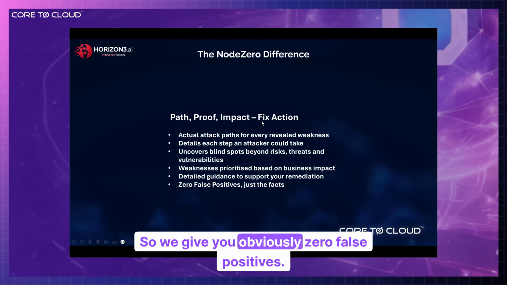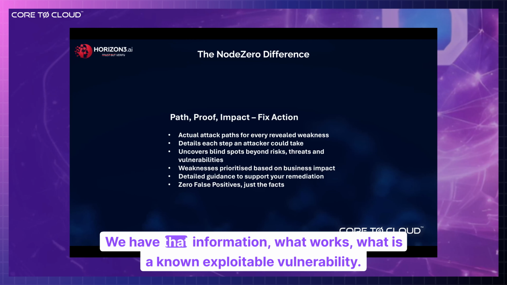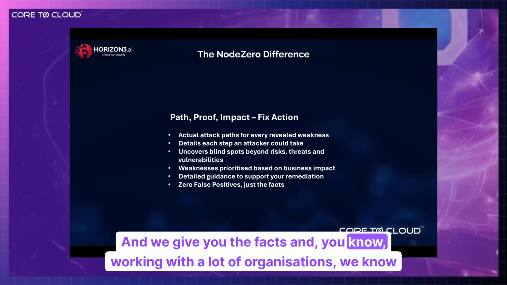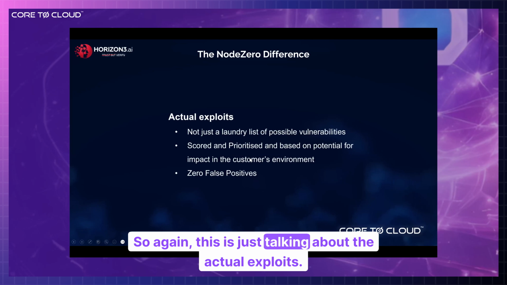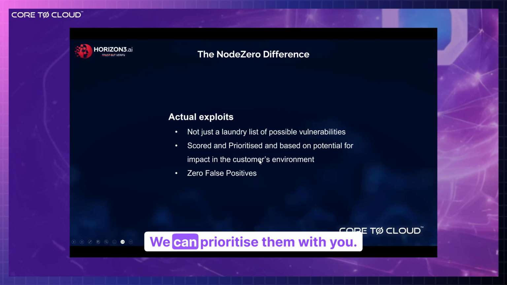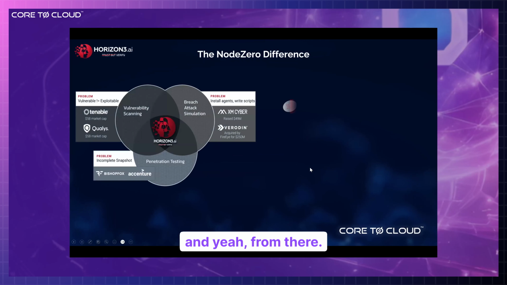So we give you obviously 0 false positives. We've got a team of people here who work alongside myself, who are pen test accredited, and we have that information, what works, what is a known exploitable vulnerability, and we give you the facts. And working with a lot of organizations, we know what works, what doesn't, etc. So again, this is just talking about the actual exploits. We can prioritize them with you. We give you the reports, fix action reports, information about what we need to fix first, and from there.